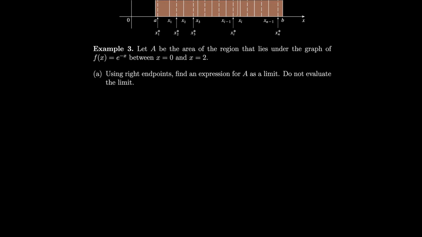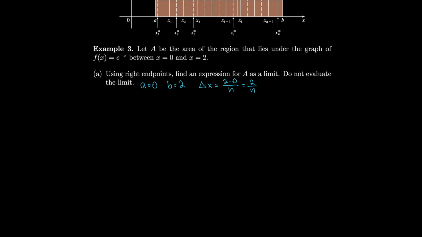Let A be the area of the region that lies under the graph of f of x equals e to the minus x between x equals 0 and x equals 2. Using right endpoints, let's find an expression for A as a limit. Do not evaluate the limit. Okay, so let's do a equals 0, b equals 2. So that means the width of all of our rectangles will equal 2 minus 0 over n, which is 2 over n. If it was from 0 to 1, it would be 1 over n, so it makes sense that from 0 to 2 would be 2 over n.